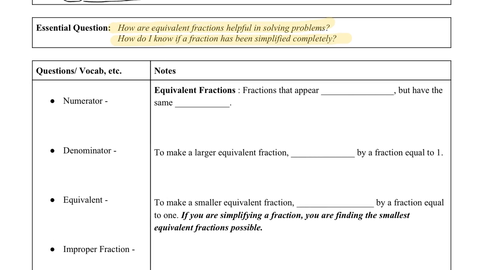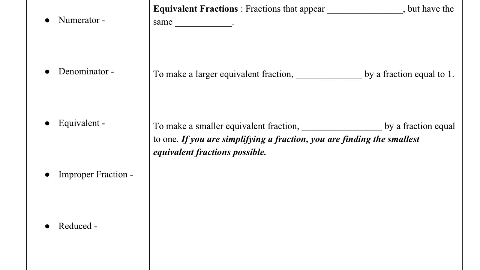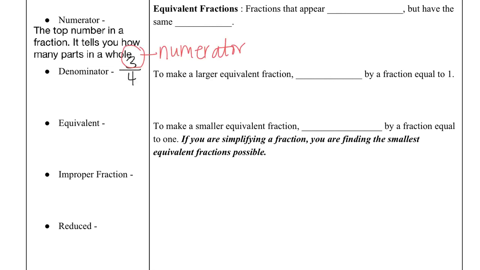Alright, so moving to our definition section of the notes, we have numerator. A numerator is the top number in a fraction. It tells you how many parts of a whole you have. For example, in the fraction 3/4, the numerator is 3, indicating that you have 3 parts out of 4.